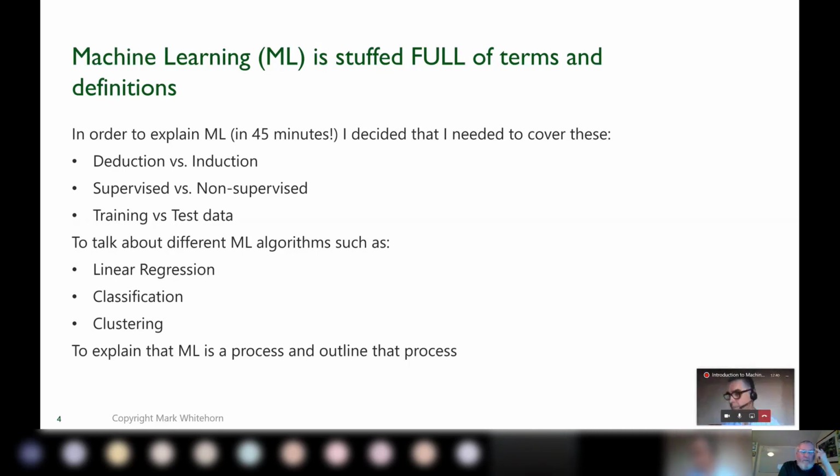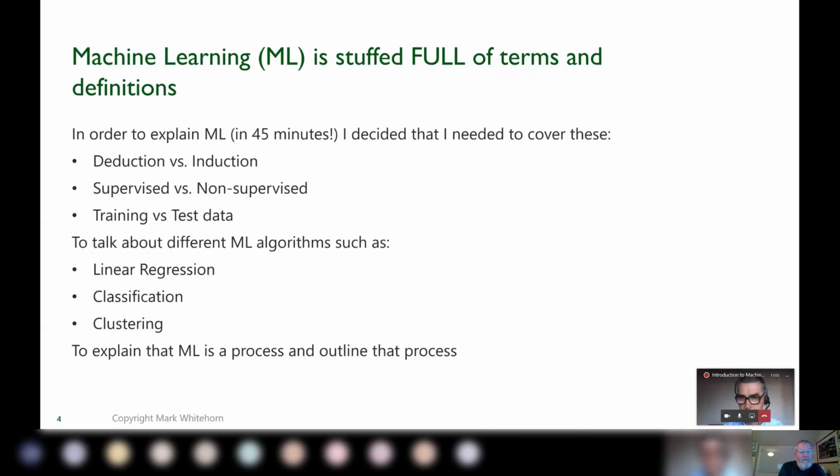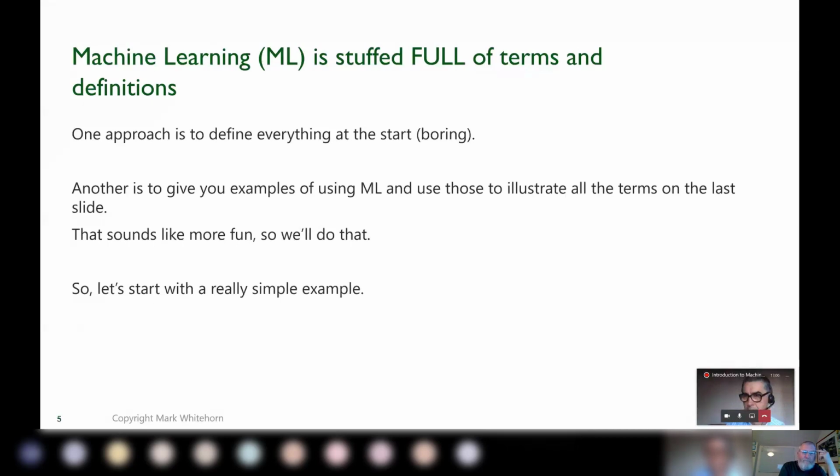But then you're faced with a problem. Am I just going to sit and define everything at the beginning? So here's a definition of induction. Here's a definition of deduction. That's going to kill people. That's so boring. So I thought the other way I'd do it is just start talking, giving you examples of machine learning and use those to illustrate all the terms on the last slide. There's the last slide. All those terms will get defined by the end. That sounded to me like far more fun than reading lists of definitions.